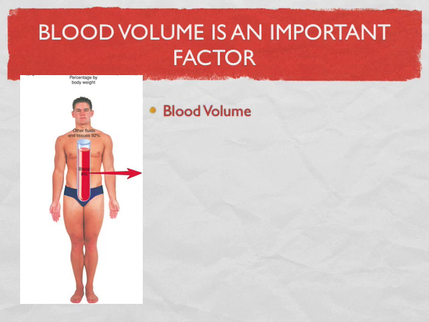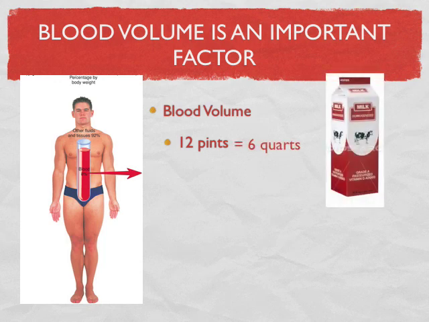In the average size human body, yours might be smaller, yours might be larger, but in the average human body, there are approximately 12 pints of blood. Now, I don't know how familiar you are with the English system, but 12 pints is the same as 6 quarts. So if you can visualize, say, a quart of milk, 6 of those filled with blood is the amount of blood that would be circulating within the average size human body. Smaller person less, a bigger person more.